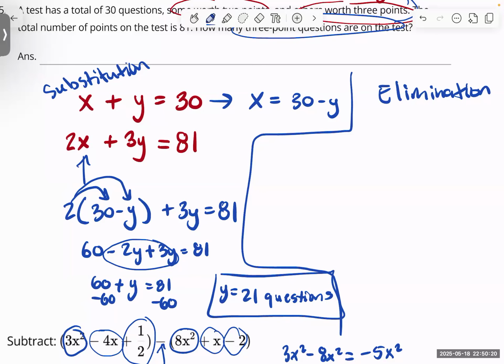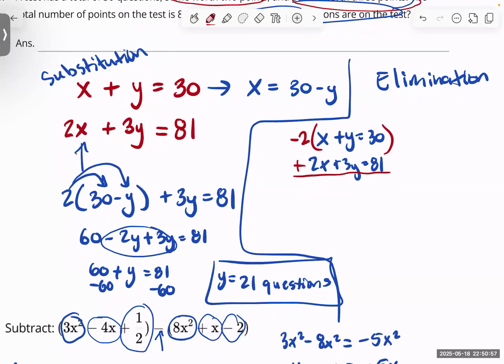So for elimination, x plus y equals 30, and 2x plus 3y equals 81. In the name, elimination means to eliminate a variable. In this case, I want to solve for y, so I don't want to eliminate it. I want to eliminate the x's. So in order to do that, I want to add these so that the x terms equal 0. Well, 1 plus 2 is not 0, it's 3. So I need to change this equation, and I just multiply it by negative 2.